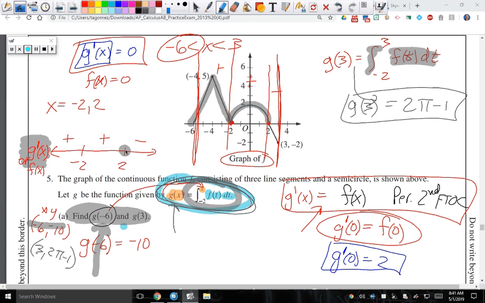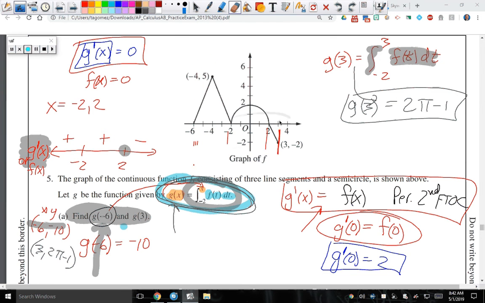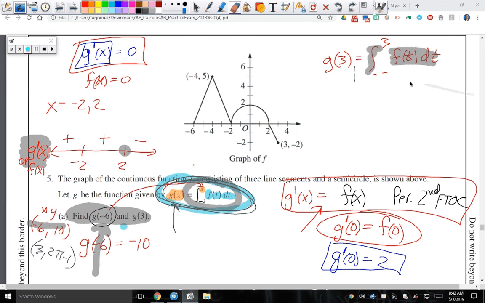Good? Okay, let's go to D. D says find all the values of x between -6 and 3 for which the graph of G has a point of inflection. So we're looking at the same domain, but now on G I'm trying to find the points of inflection. On G of x, where do the POIs occur?